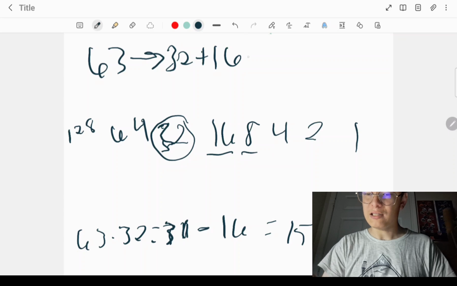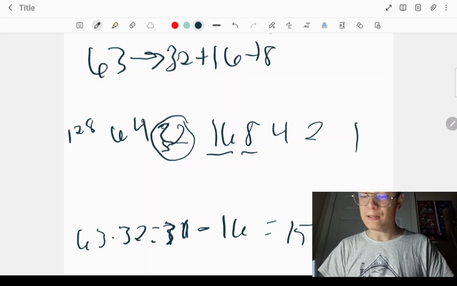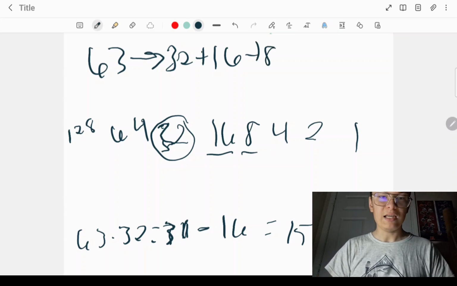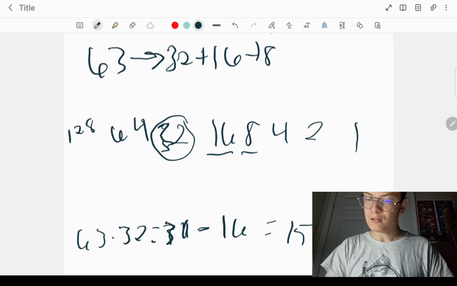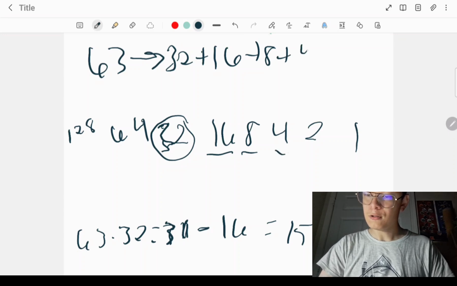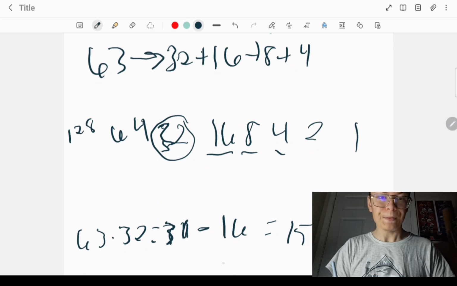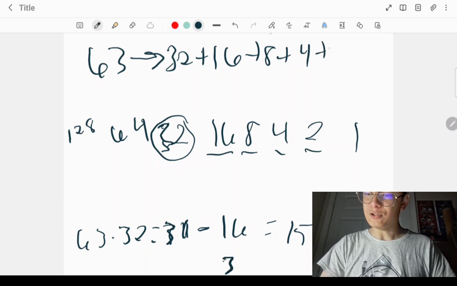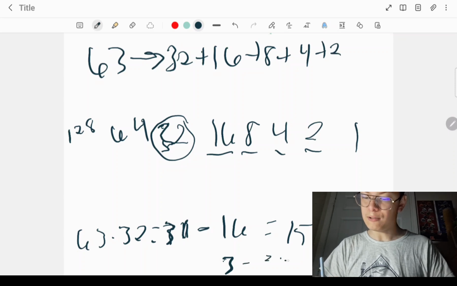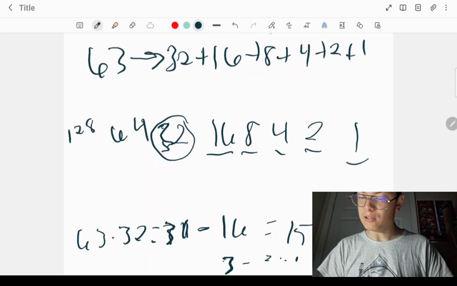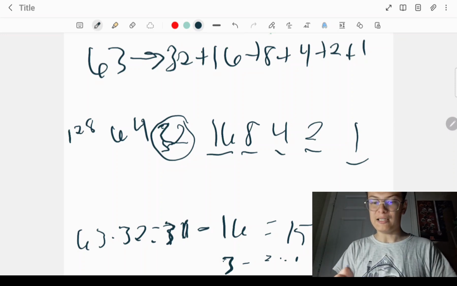But that one over is 8, so 15 minus 8 is 7, then 4, 7 minus 4 is 3. So we've got 2, 3 minus 2 is 1, and then you've got the 1 left over, 1 minus 1 is 0, okay? So now you've got this, right?